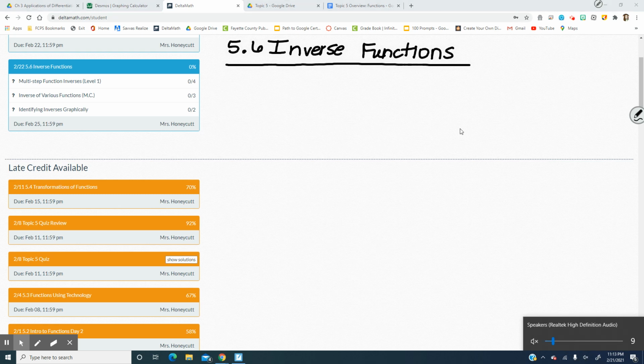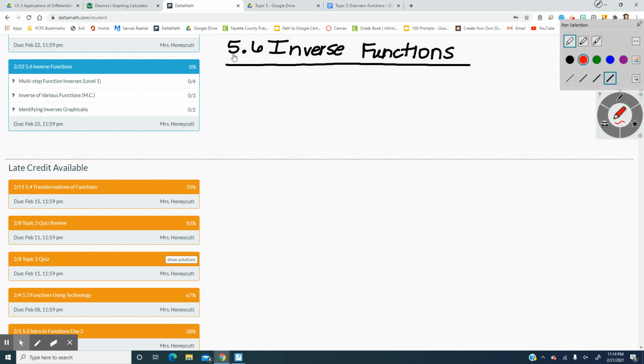Today we're going to be talking about something called an inverse function. And you might say, okay, well, what is an inverse function? Well, an inverse function is a function that undoes every operation in the original function.